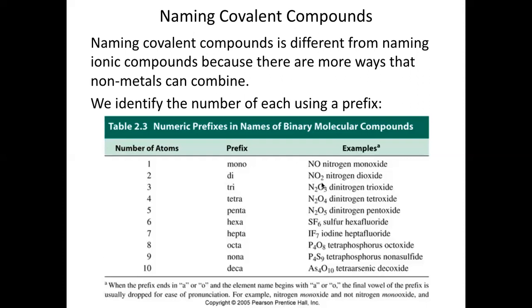Here, if we're following the oxygen, we can use this tri prefix for 3. And the nitrogen in this compound also has 2. So we could call this dinitrogen, meaning 2 nitrogen, trioxide, which is 3 oxygen here. And there are more examples. You can keep going and going.